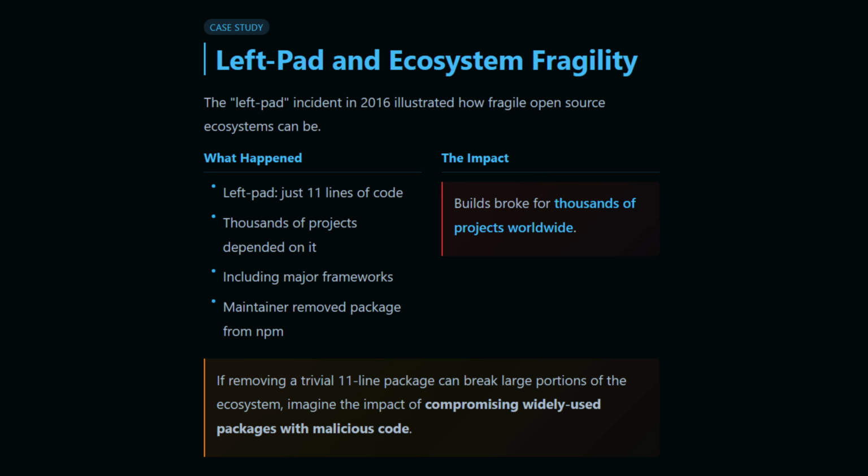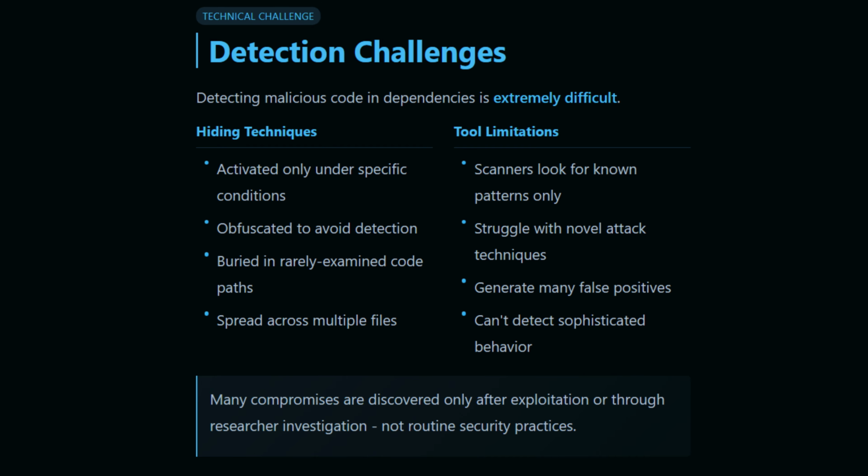The incident was not a security attack, but it demonstrated how small dependencies create systemic risk. If removing a trivial 11-line package can break large portions of the ecosystem, imagine the impact of compromising widely used packages with malicious code. And of course, detecting malicious code in dependencies is extremely difficult.